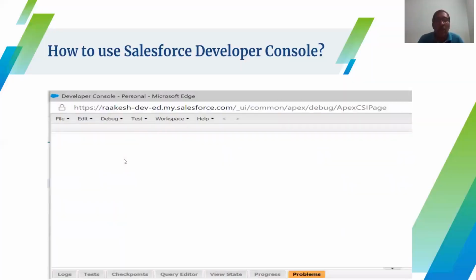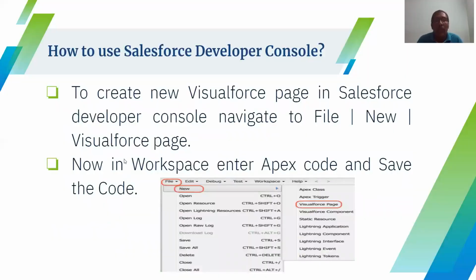Got it? So now, how to use Salesforce Developer Console to create a Visualforce page. In case you want to create a Visualforce page, again, you go to the File menu, click on New, and then select Visualforce page. The page will be open, the workspace will be open. There you're going to enter the Visualforce tags, you're going to use them, and then you're going to create a Visualforce page.